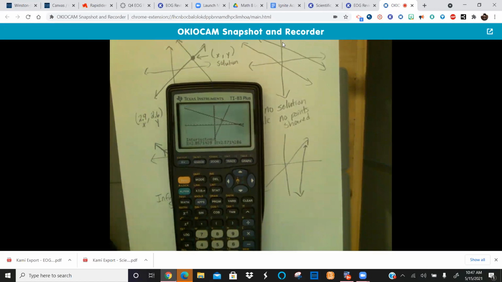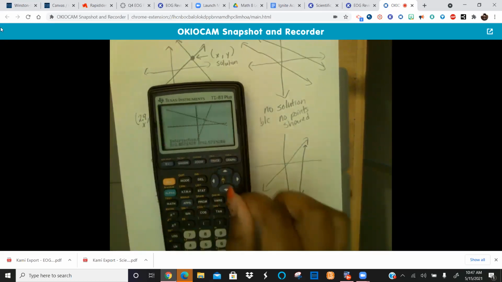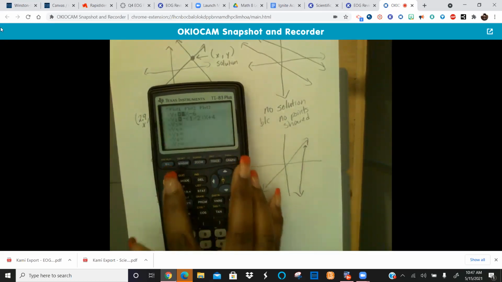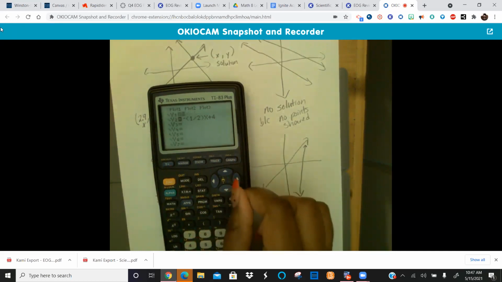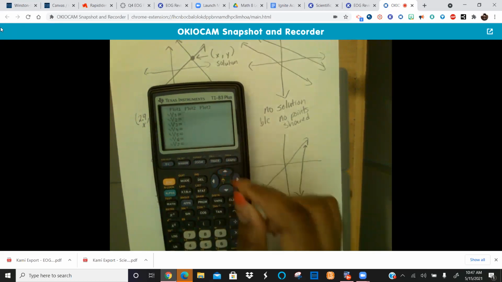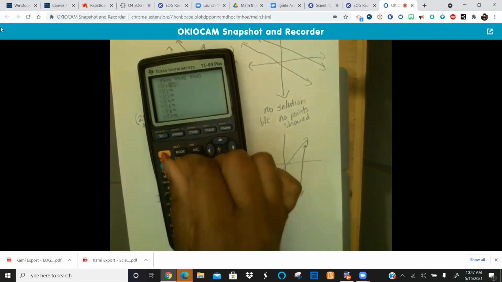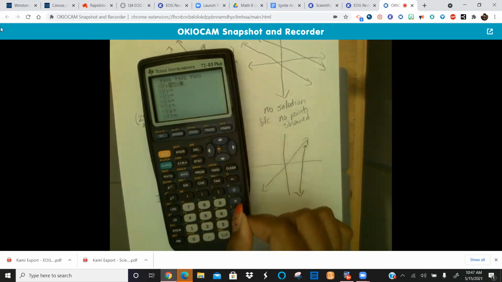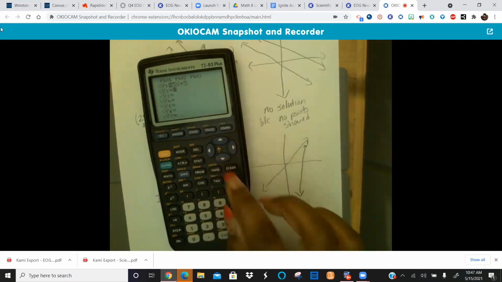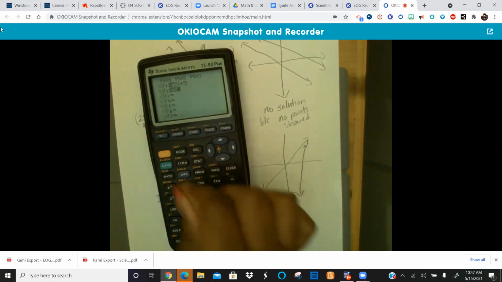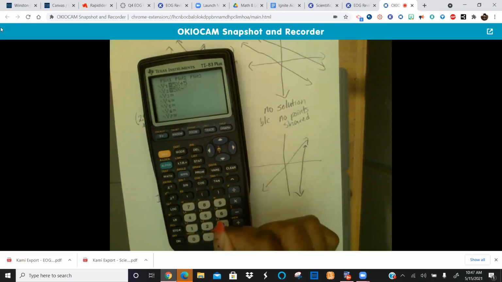Okay, I'm going to do another one. All right, so we got y is equal to, I'm going to do one that has the same slope. So let's look at this. We got 5x plus 5. Now let's do another 5x, same slope, minus 3. So let's graph them.